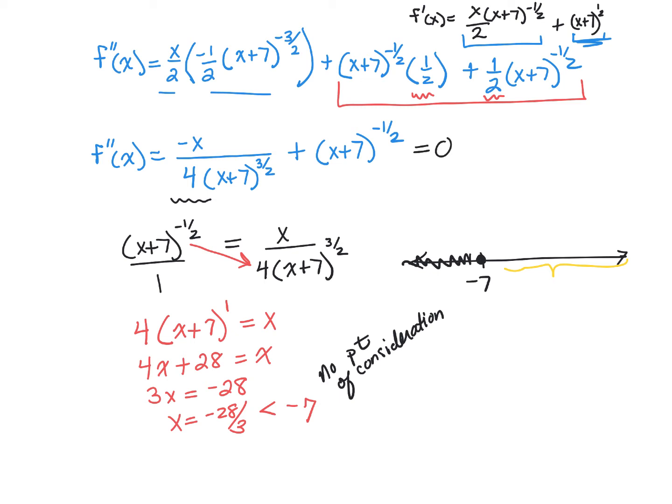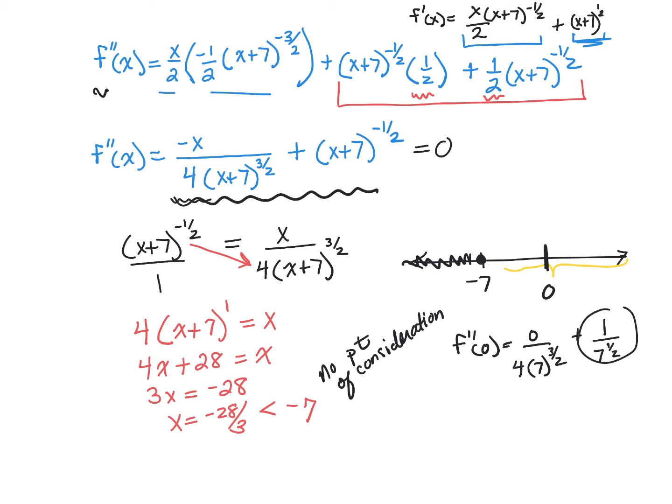So we just have to test a value. I'm going to test 0 because it's easy. The second derivative at 0 is going to give me 0 over 4 times 7 to the 3/2, which is just 0, plus 1 over 7 to the 1/2. So this is a positive value, this is 0. So that means that this function is always concave up.